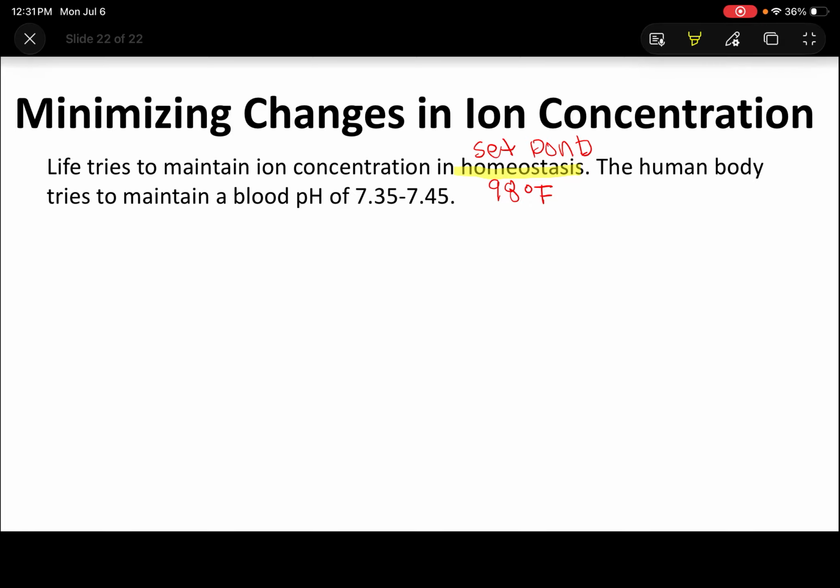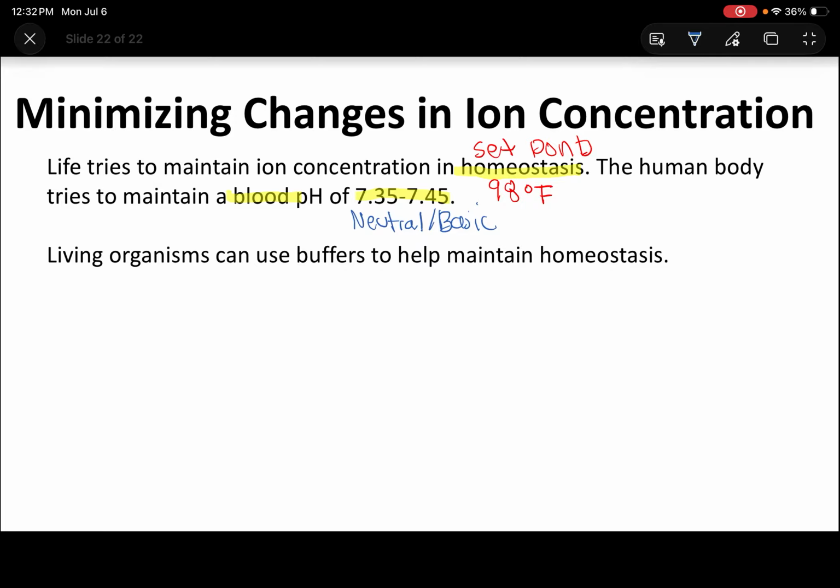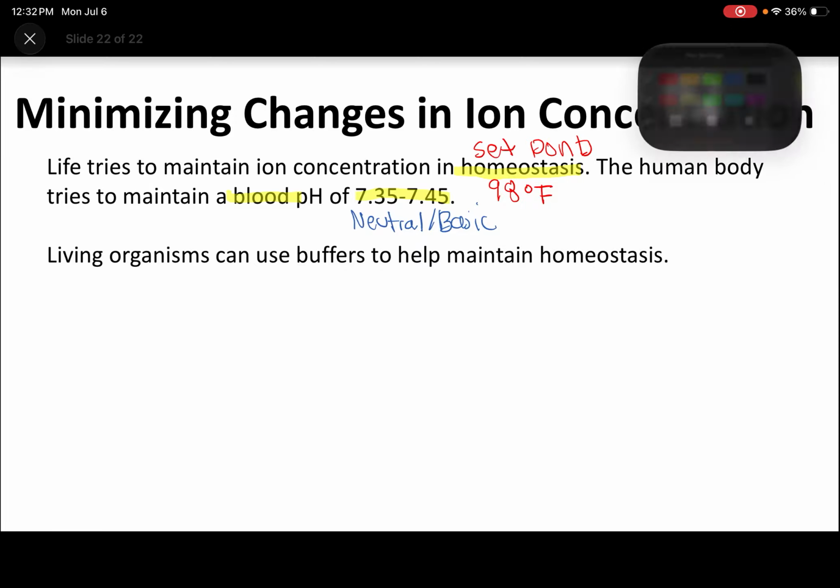For example, our blood has a pH of 7.35 to 7.45. So this is neutral, maybe a little basic. If our pH goes outside of this range, that is really, really dangerous for us. It can lead to severe injury and even death. And so being able to control our blood pH is super essential. And our body does this using something called buffers.